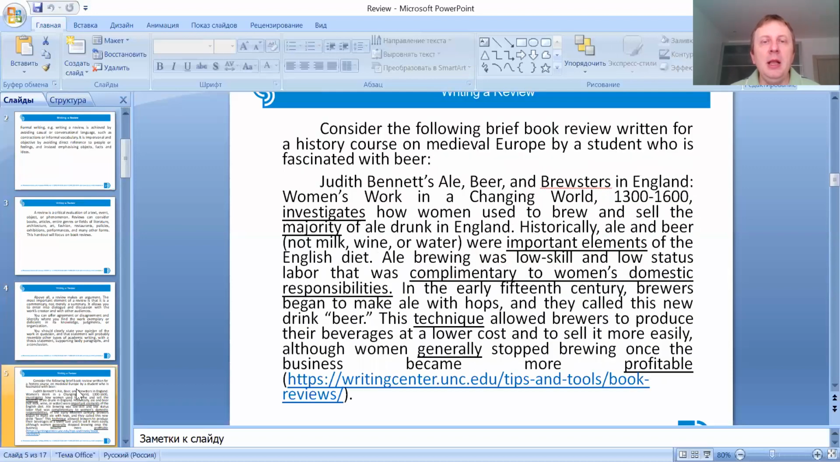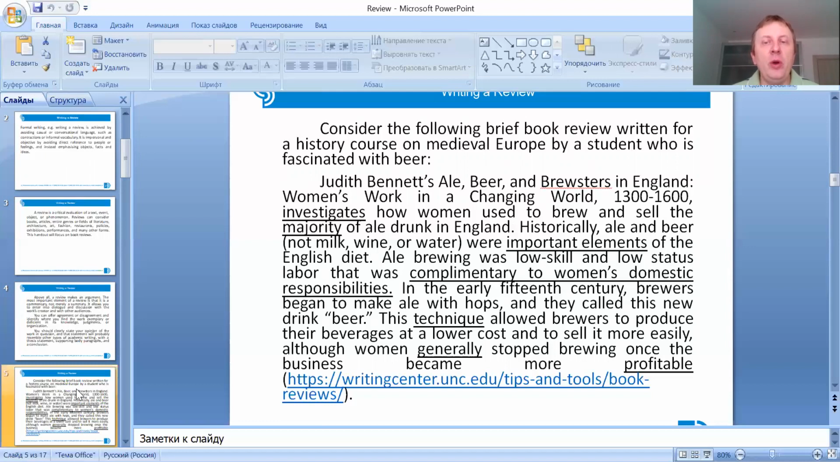So let's have a look at the following brief review. It is a brief book review written for a history course on medieval Europe by a student who is fascinated with beer. I took it from the University of North Carolina website. Judith Bennett's Ale, Beer, and the Brewsters in England: Women's Work in a Changing World.